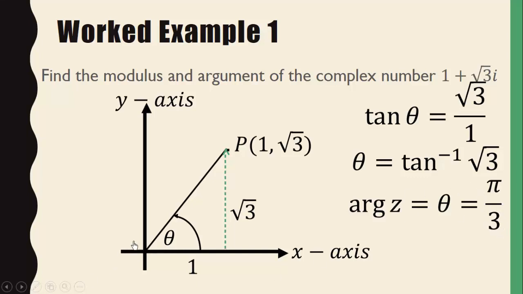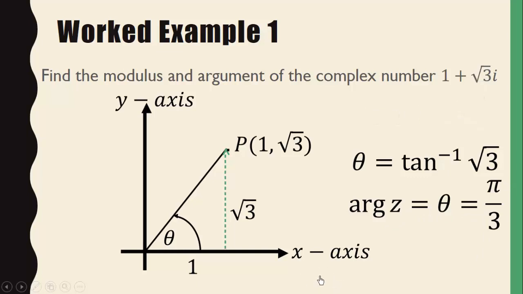Tangent is positive here and here, so it's supposed to be pi over 3 plus pi, which will give us 4 pi over 3. So it's actually supposed to be 4 pi over 3 or pi over 3. But you can see from the diagram that this is in the first quadrant, so the correct answer is pi over 3.